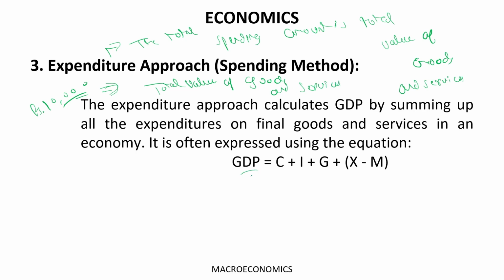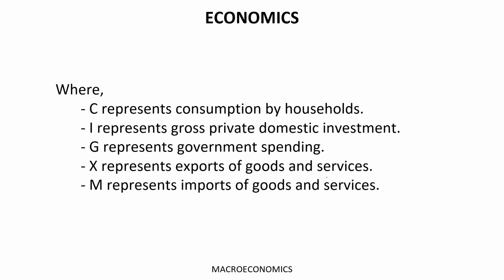Okay, so this is the formula: C plus I plus G plus X minus M. Just write down the formula: C plus I plus G plus X minus M. Now here C represents the consumption by households, meaning the normal people. I represents gross private domestic investment. G represents government spending. X represents exports of goods and services. M represents imports of goods and services.